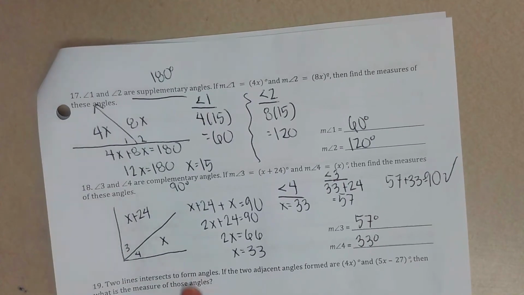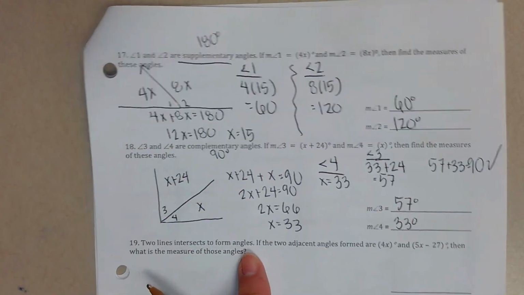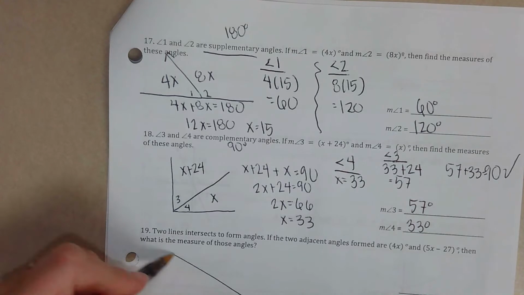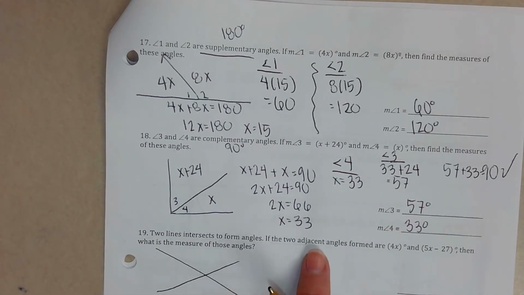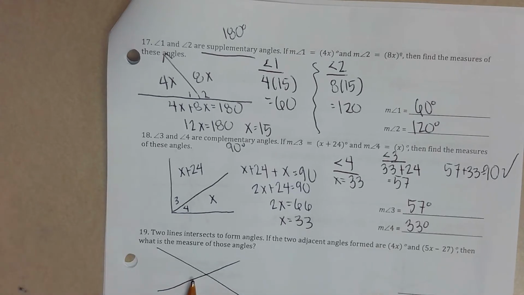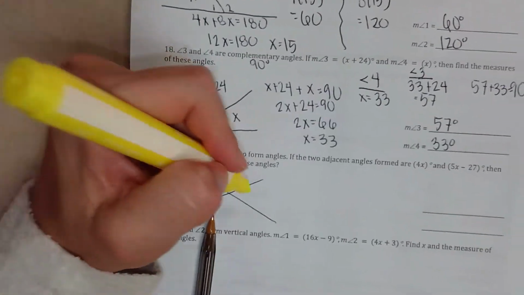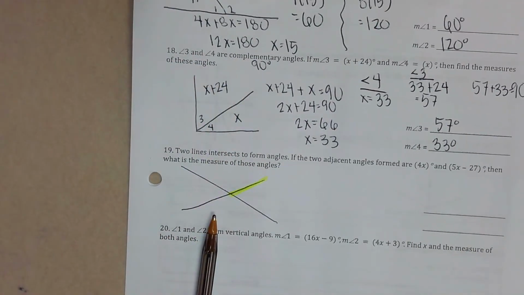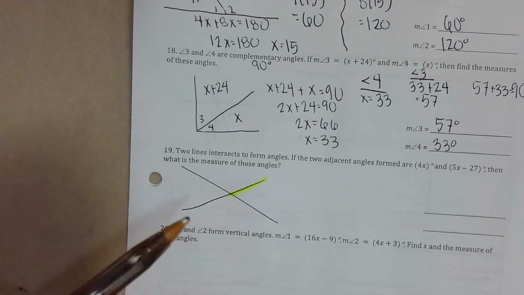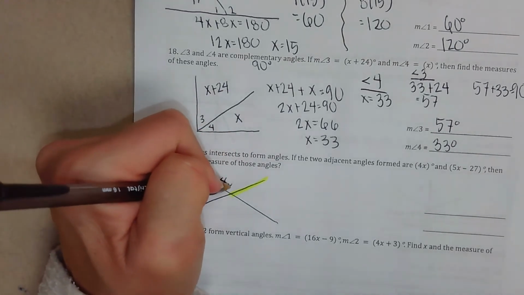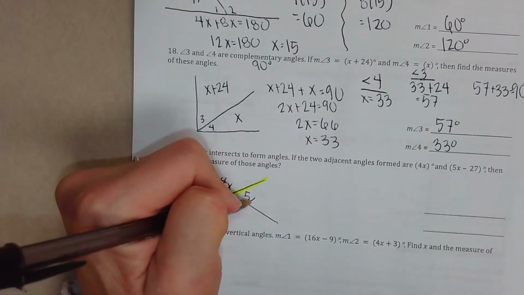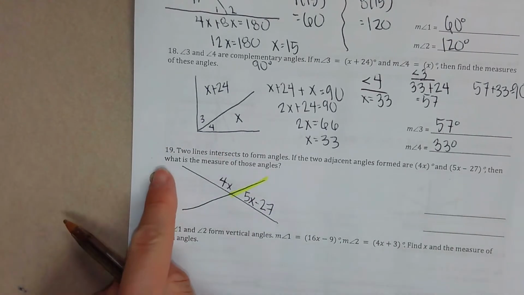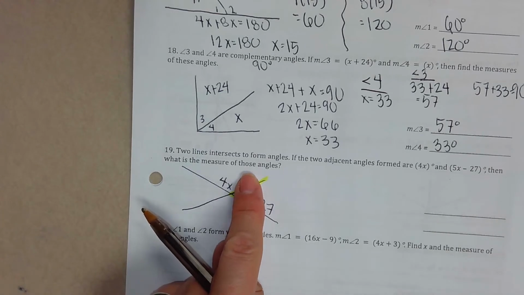Okay, two intersecting lines form angles. So here's an intersecting lines. If the two adjacent angles formed are 4x, so adjacent meaning they need to be connected, they need a common side. So adjacent, not across from each other. Here's one that's 4x, and the other is 5x minus 27. What is the measure of those angles?